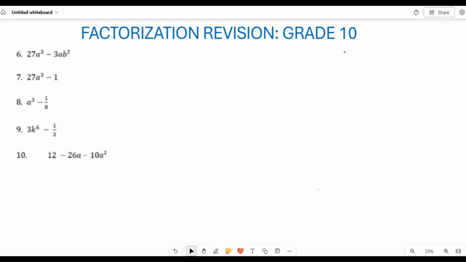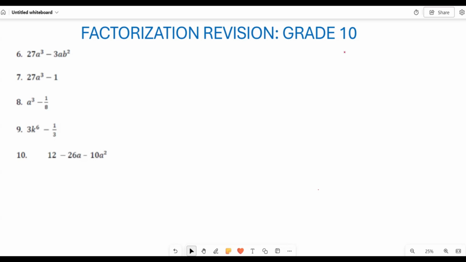So what we are doing now is factorization. We are just revising some of the important concepts we have when it comes to factorization. Please ensure that you have watched part A of this video so that you can have a proper understanding of what we do whenever we are factorizing.